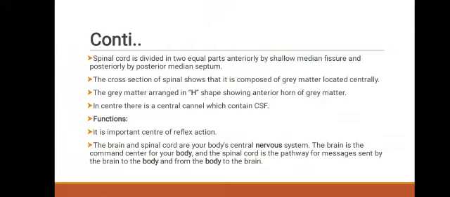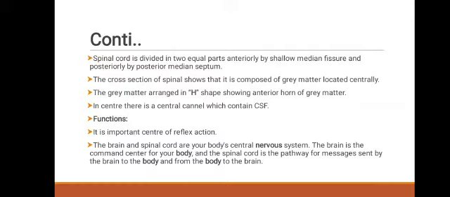The spinal cord is divided into two equal parts, anteriorly by a shallow median fissure and posteriorly by the posterior median septum. The cross section of the spinal cord shows that it is composed of grey matter located centrally, as we can see in the diagram. The grey matter is arranged in an H shape, showing the anterior horn of grey matter. In the center there is a central canal which contains cerebrospinal fluid. Next, function.